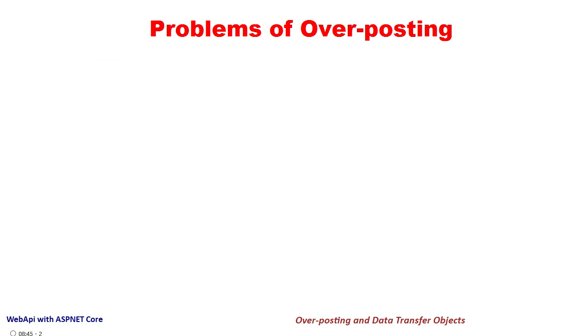Overposting might be undesirable for various reasons. One of them is bandwidth, and more importantly, it could be due to security also. So what are the solutions to this problem? One solution is to use a shadow model class that contains just the properties that we want exposed. A shadow model class with only the properties that are relevant for our communication. Such a class is called a data transfer object.